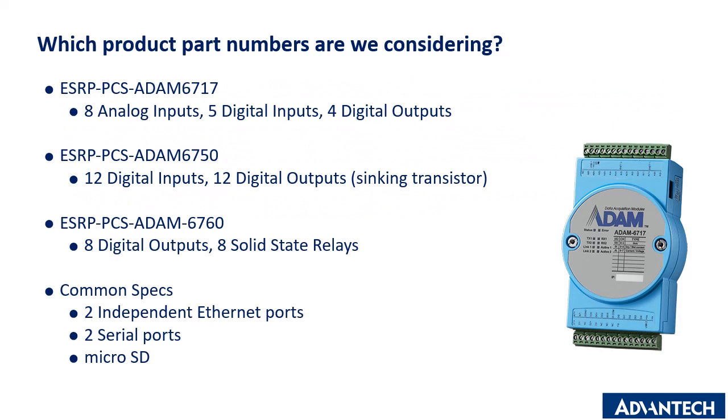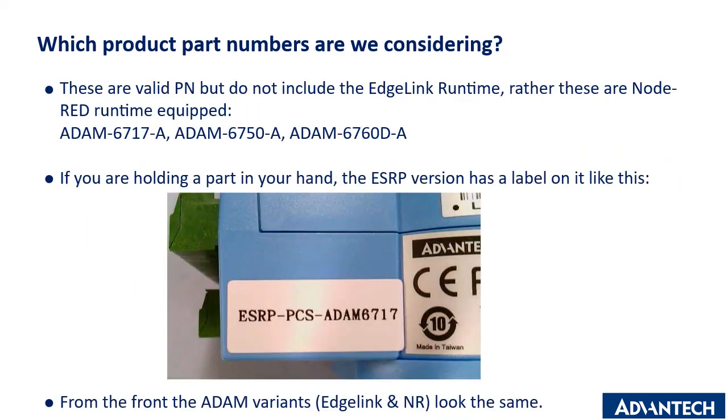So here are the first three products under this category, which is the ESRP Atom 6700 series. They have various inputs and outputs. They have two Ethernet ports on them that act as independent network interfaces, and two serial ports and a micro SD slot for logging. If you're holding one in your hands, you can look for this label, ESRP PCS Atom 67, and then the part number. These are different than the bare Atom 6700 modules, which have Node-RED running on them.